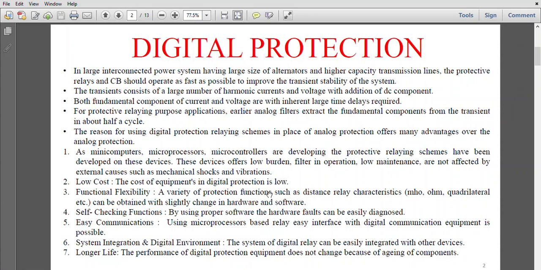The third advantage it offers is function flexibility, which means that we can easily adapt any relay functionality by mere changes in the hardware and the software. It means I can easily change my relay characteristic from mho to ohm to quadrilateral and back to ohm with mere changes in hardware and software. The fourth advantage it offers is the self-checking function, which means that by using the proper hardware and software, we can easily diagnose the fault.